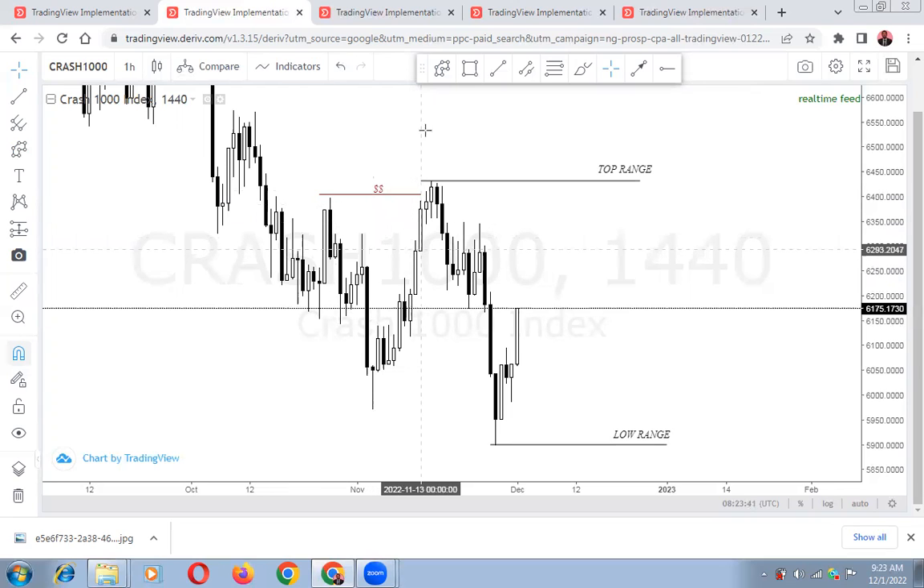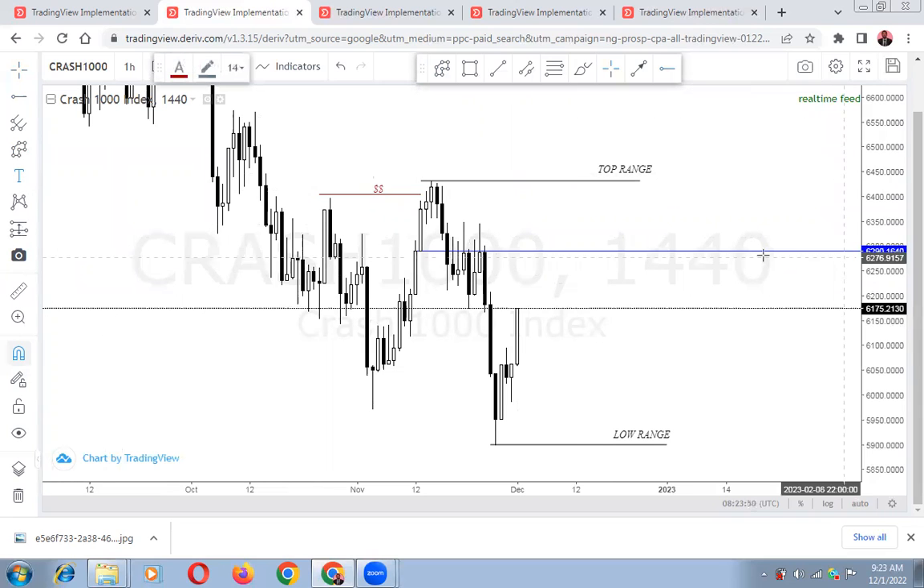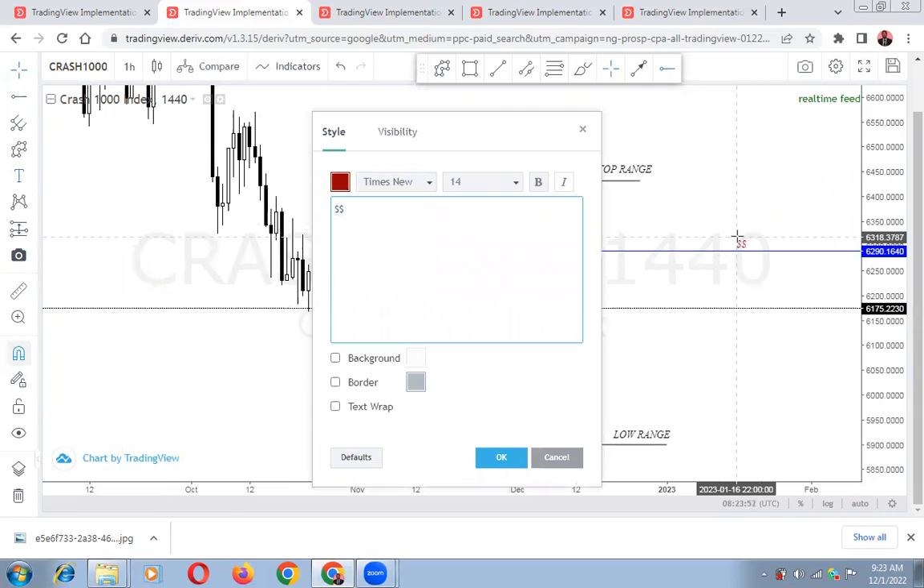The candle starts from here. So let me annotate on the open of the candle. That's the candle that captured liquidity. So let me write on it, institutional candle, or let me call it mitigation candle.